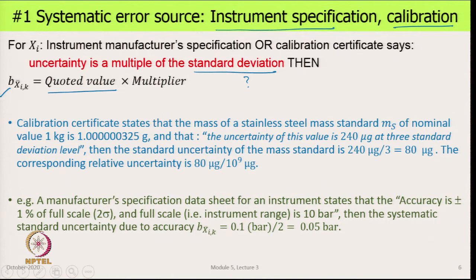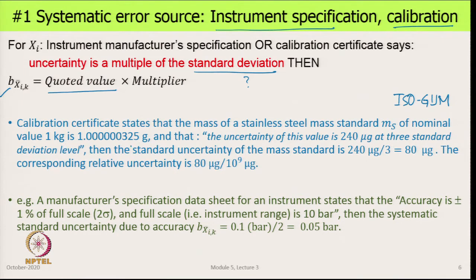Right. So, here is an example. The blue ones are directly taken from the ISO GUM, and the other ones are those which I have put myself. So, here it says the calibration certificate states that the mass of a stainless steel mass standard MS of nominal value 1 kg is this many grams.